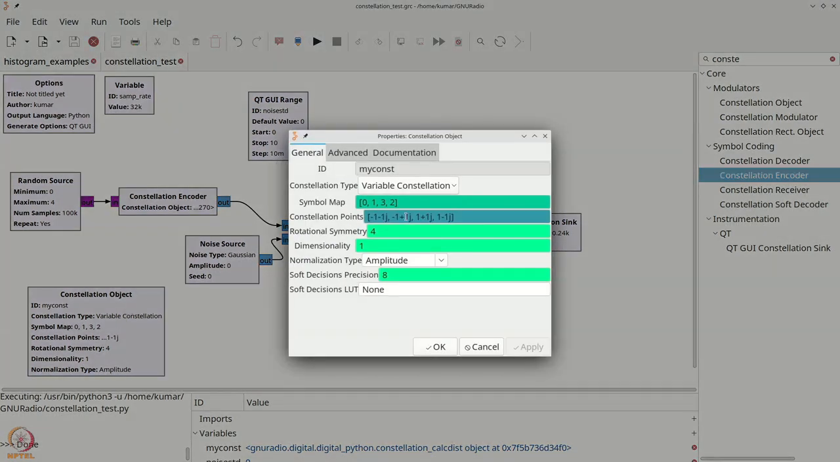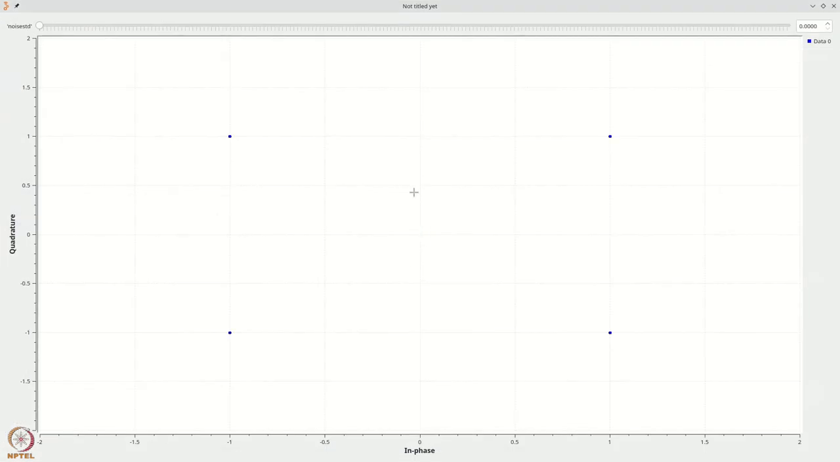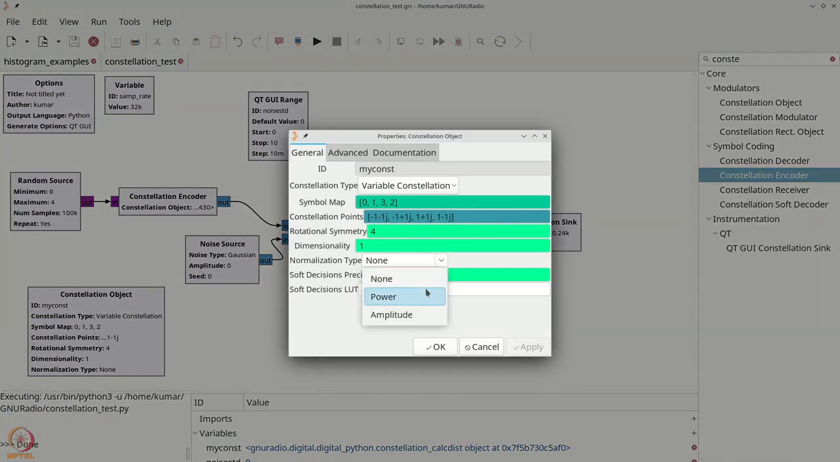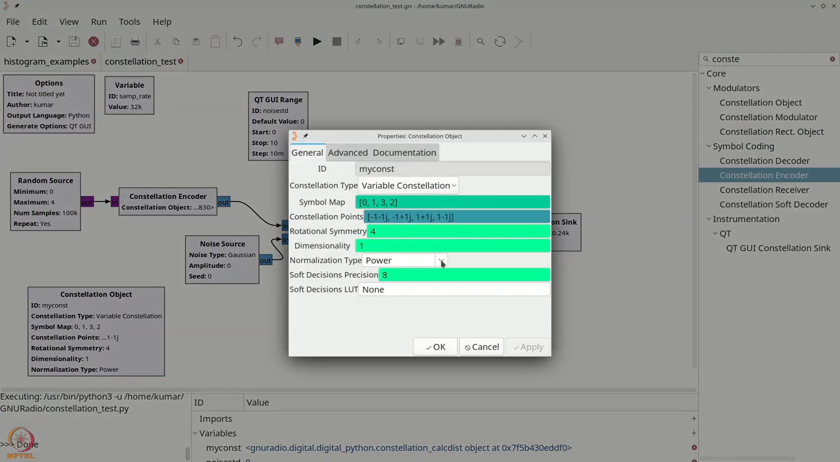Let us actually double click the constellation object. So there is something called normalization type. When you choose normalization type as amplitude, then the constellation is scaled so as to make these values have some square divided by the number of points equal to 1. So let's change it to none. If I change it to none, then you can see that they go back to 1 plus 1j. If I change it to power, in this case, also they will be at 1 by root 2 plus j by root 2.